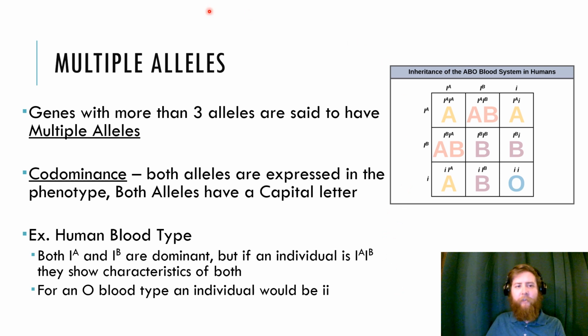All right, multiple alleles. Genes that have more than 3 alleles are said to have multiple alleles. And they can have many different strategies. We've seen codominant already, where both alleles are expressed in the phenotype. So both of them get the capital letter. Remember that in blood type, it's the I: IA, IB, and then little i is the recessive that turns into O. So if they are both IA and IB, then the individual shows characteristics of both. For our O-type blood here, it would be little i, both of those recessive traits.